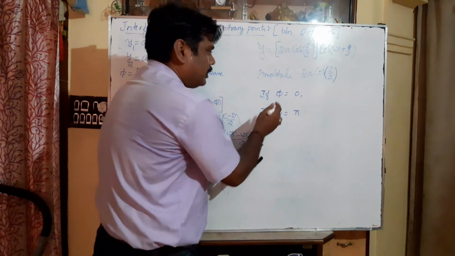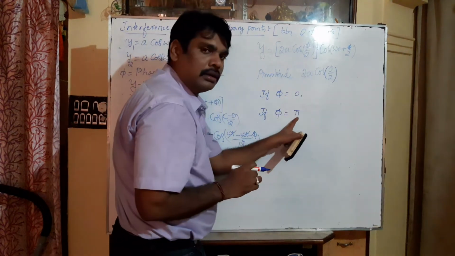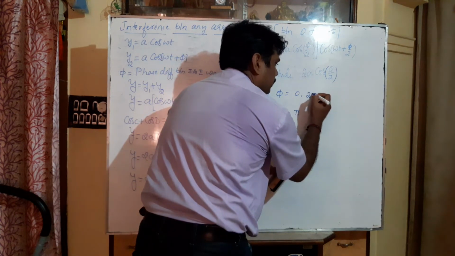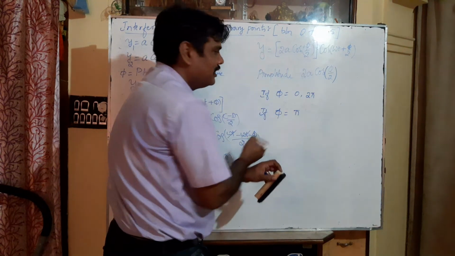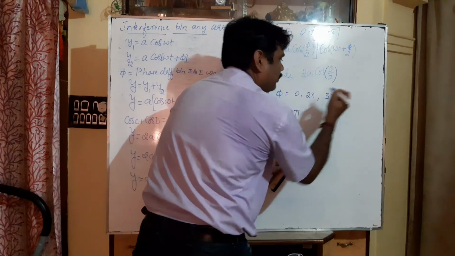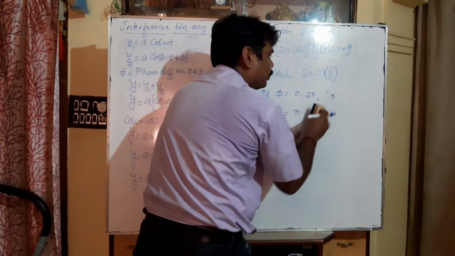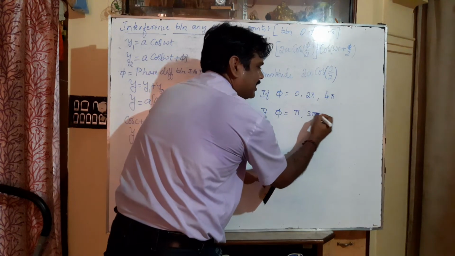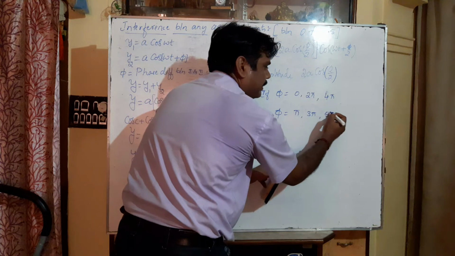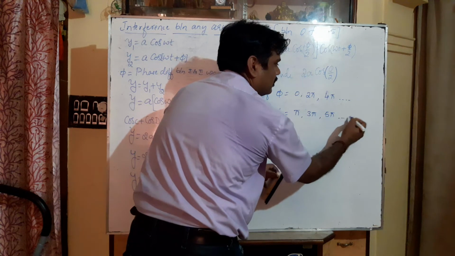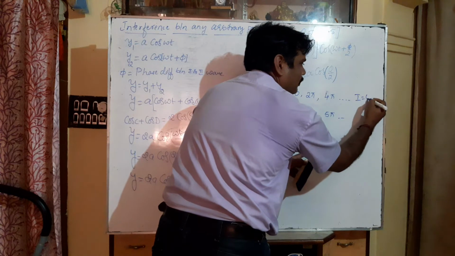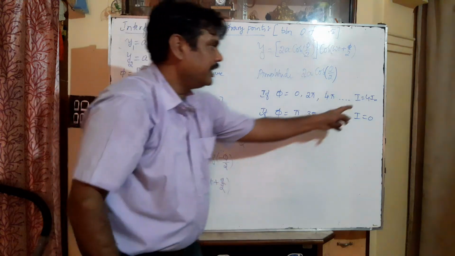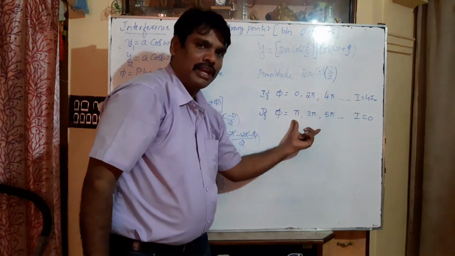If phi is equal to 0, constructive interference. If phi is equal to 2 pi, again we will get constructive interference. If phi is equal to 4 pi, constructive interference. If phi is equal to 3 pi, destructive interference. If phi is equal to 5 pi, destructive, and so on. So in constructive interference, intensity I is equal to 4 times I naught. In destructive interference, the intensity becomes completely 0, because the intensity is directly proportional to the square of the amplitude.